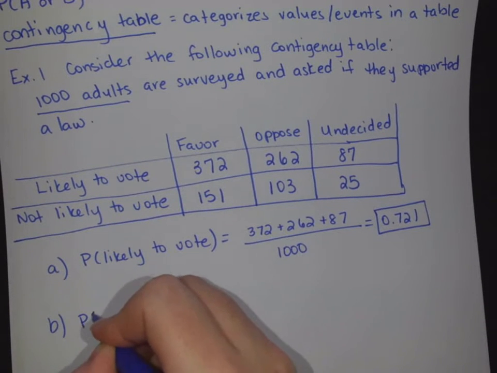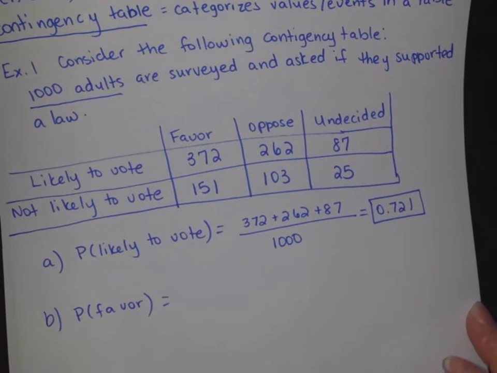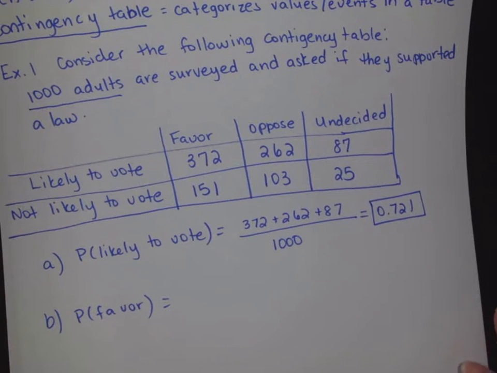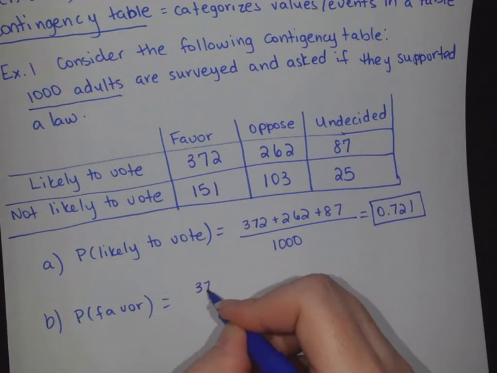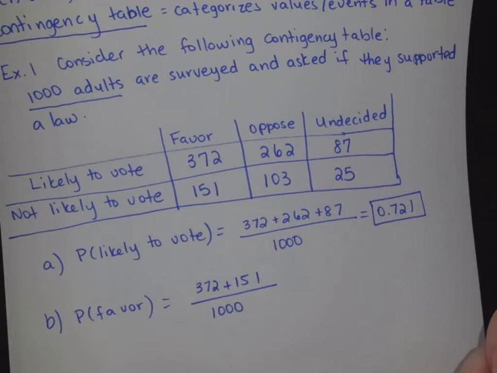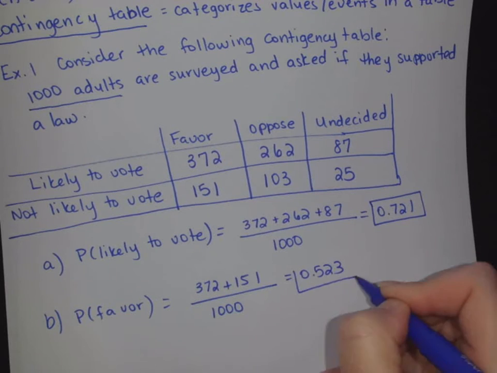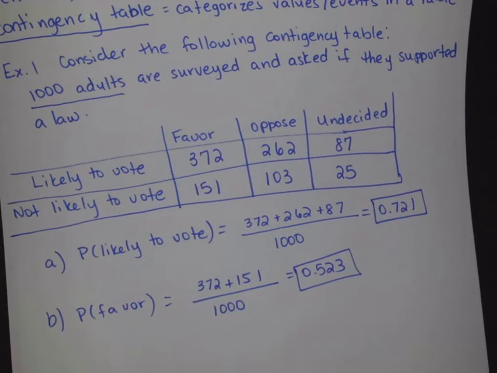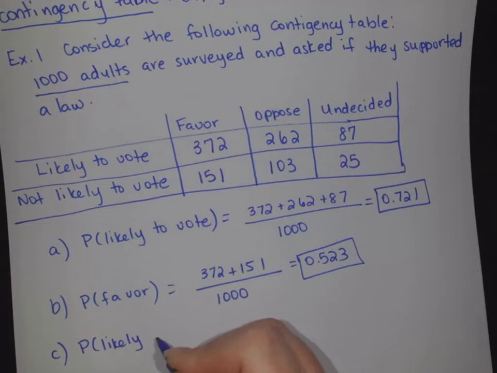All right, so let's look at the probability of someone favoring the rule or the law. Okay, so notice favor is this column here, right? The vertical column. So you would take the 372 people plus the 151, and you would put that over 1,000. Okay, and if you add that up and divide by 1,000, you'll get 0.523. So 52.3%. Okay. Remember that you always should get probabilities between 0 and 1, and if you don't, something's wrong. You cannot have a probability less than 0 or more than 1.